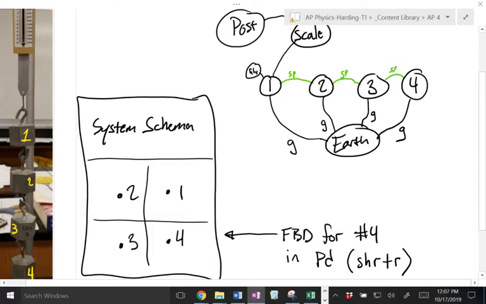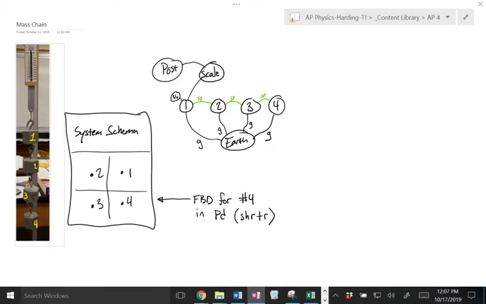All right, so number 4. We got number 4 here. The suggestion from the system schema is how many arrows should I have here? 2, right? I got 2 lines connecting to 4. So I'm going to draw a downward arrow. That's FG, 4.